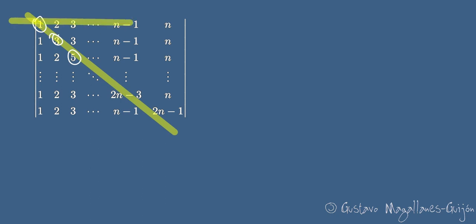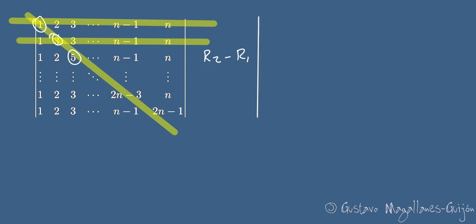And we know that this row is consecutive numbers. It's similar to the other rows, except for the diagonal. Then what would happen if row 1 is subtracted from all the rows? For example, R2 minus R1. We have the next determinant.